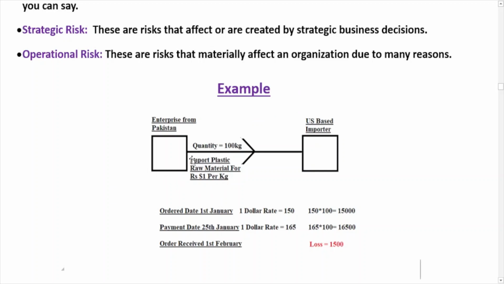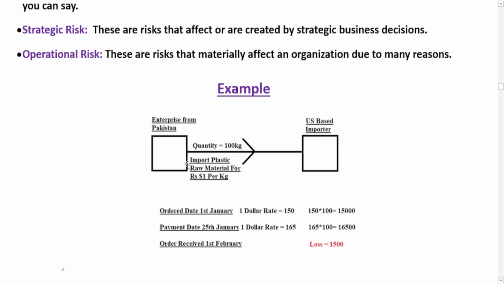This is the example. Let's suppose there is an enterprise in Pakistan, and they manufacture plastic household items. They purchase the raw material for plastic items from a US-based importer, from the USA. Let's make a simple scenario just for the sake of understanding.